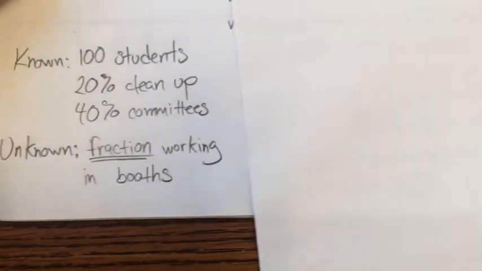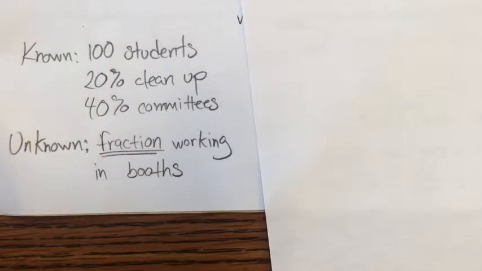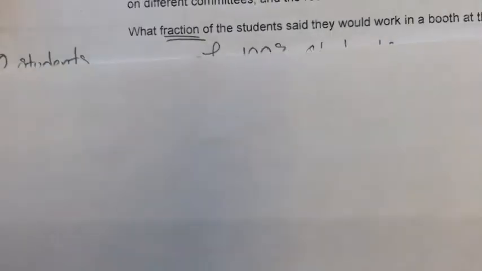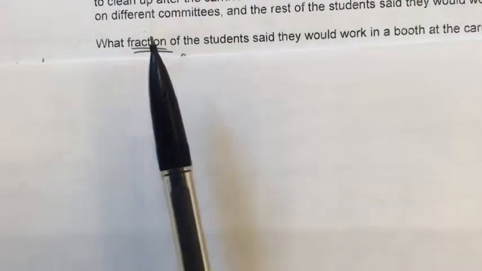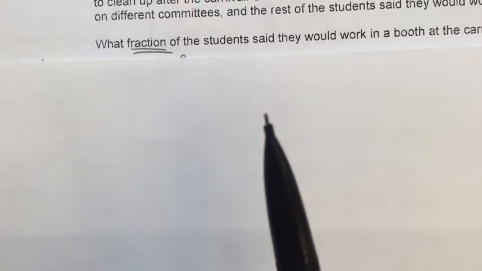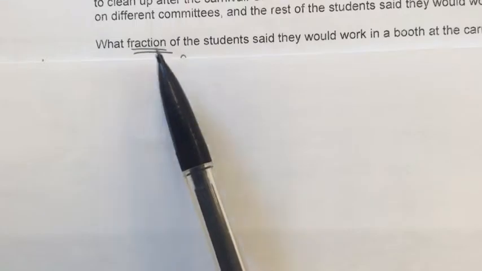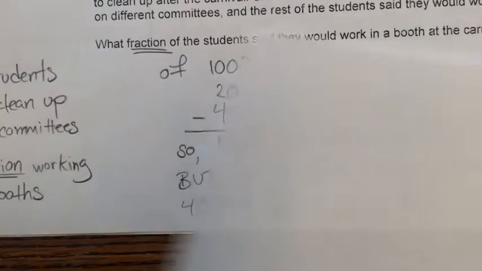Set up our known and our unknown. We know that there are 100 total students, 20% of which clean up, 40% of which are on committees. Unknown, the fraction working in booths. Be very careful with this one. Read carefully. It says what fraction of the students work in a booth. A lot of you did this question, and even though all your arithmetic was correct, you were marked wrong because you gave it to me in a percent. It's asking for a fraction.